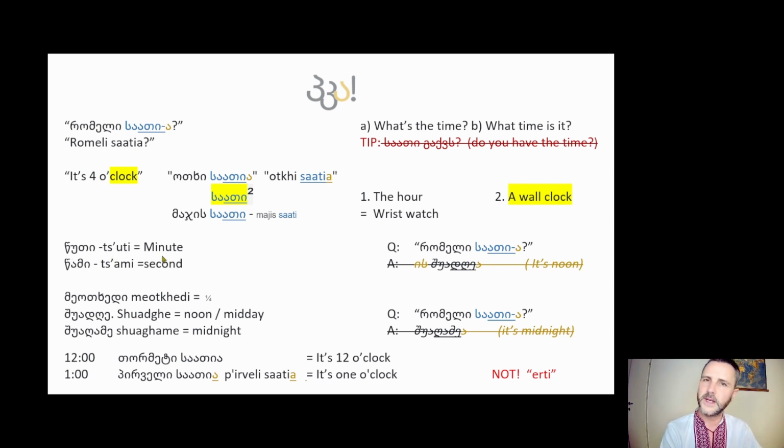Tsuti, minute, and then tsami, second. We didn't use any seconds. And then just to confirm, of course, 12 o'clock. Tormeti satia. Followed by pirveli satia, where 1 o'clock becomes first. It's not erti satia, it's pirveli satia.